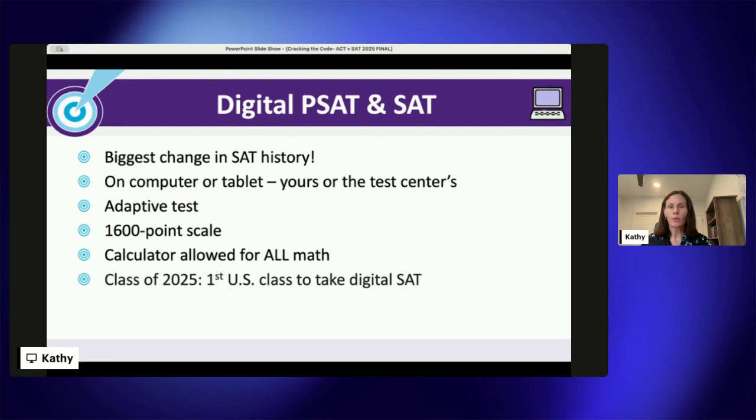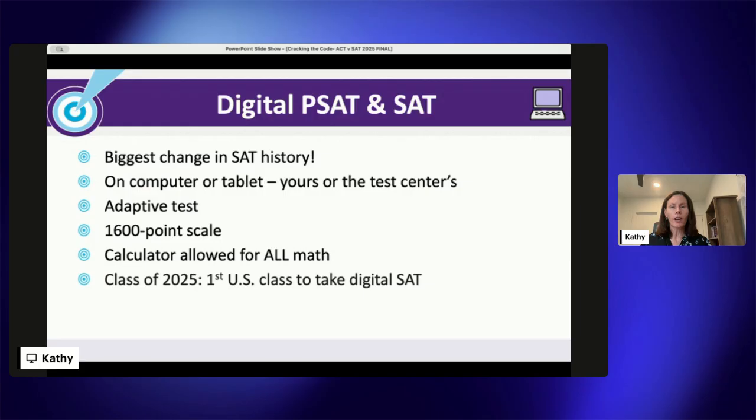So now students, when they go in to take the SAT on a Saturday morning, they're not sharpening their number 2 pencils and making sure those erasers are still intact. They're bringing in a device, or they have made sure to sign up for a test site which has devices available. The test is now adaptive.